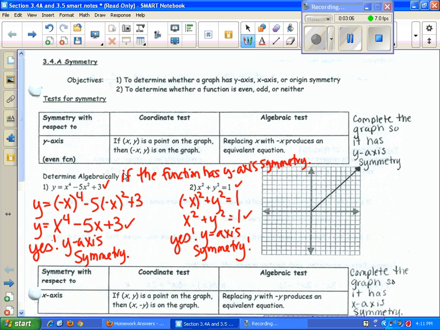The next part says complete the graph so it has y-axis symmetry, and remember that means we have to have both (x, y) and (-x, y). So I have (0, 0) here, so that stays the same. If I have (1, 1), I would have to have (-1, 1). If I have (2, 2), I'd have to have (-2, 2), and so on and so forth. And then I would get my ruler out and draw my line. Now this graph has symmetry with respect to the y-axis. If I were to fold it in half along the y-axis, you'll notice that both sides would match up to each other.